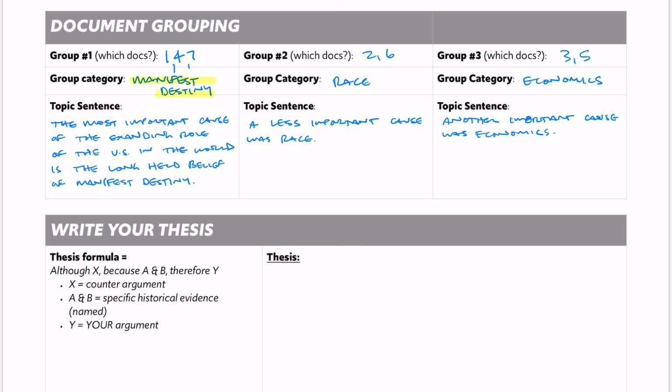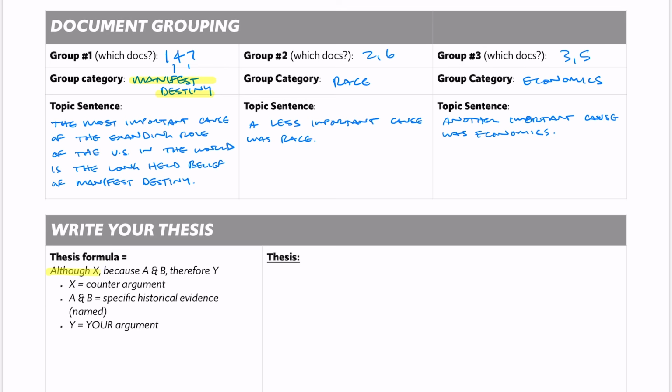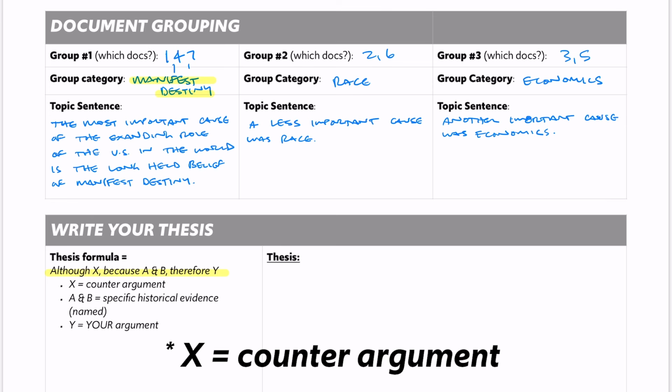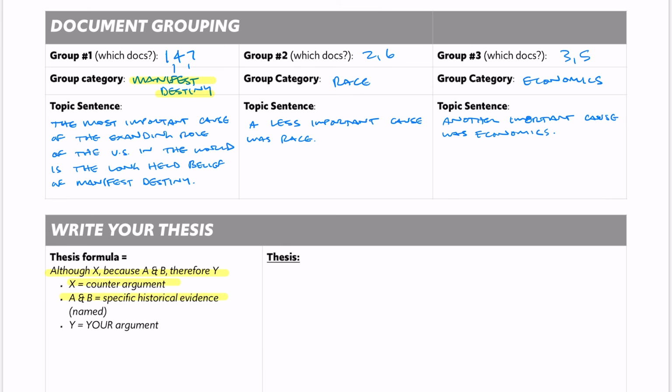So once I've got my topic sentences down, I've got my groups established, the thesis kind of almost writes itself. That's why we leave the thesis to this point. So let's do that. Remember, the thesis formula is although X, because A and B, therefore Y. X is the counter argument, A and B is your specific historical evidence, and Y is your argument. So here's what I'd write.